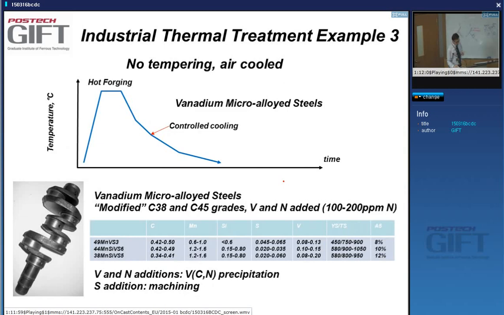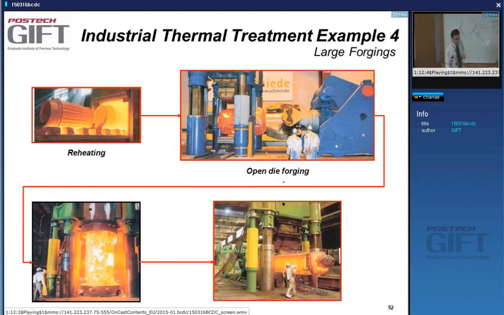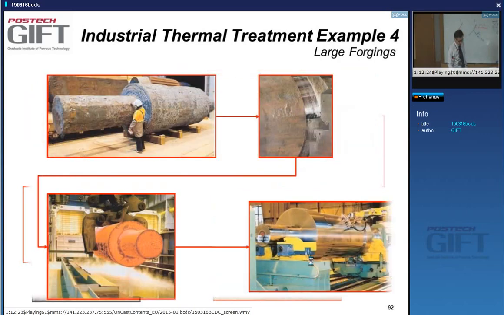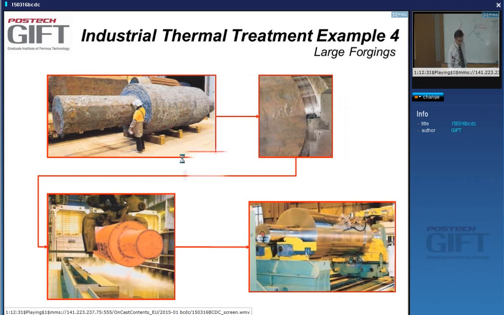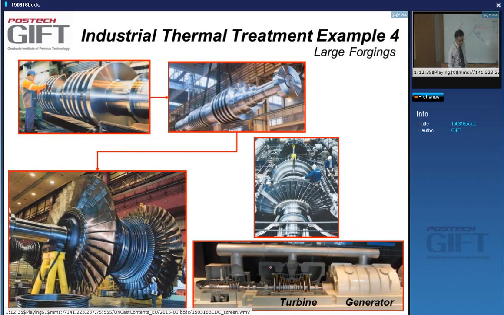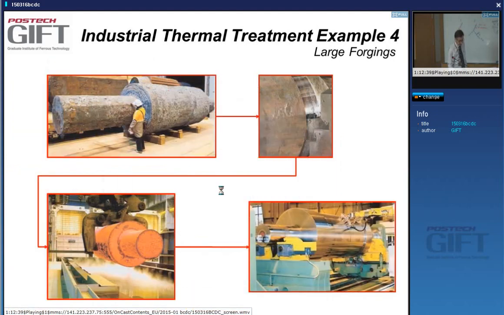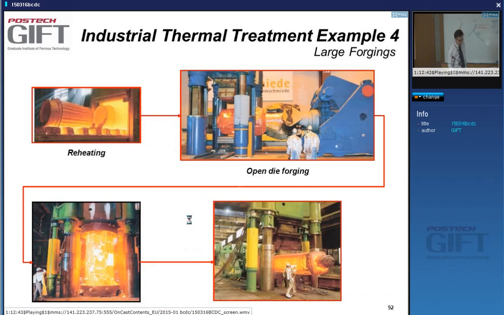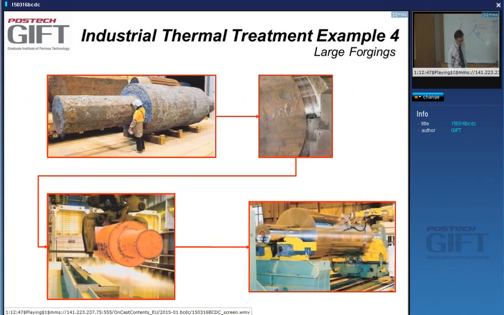And even extremely large forgings are heat treated. For instance, this is an ingot here, and here it's being forged in an open die forging. You can see it's a huge forging. Eventually you make this, I think, yeah, a turbine shaft here. This is also heat treated. And you can see here in the heat treatment, this very large shaft is being put in a quenching bath to harden it basically.